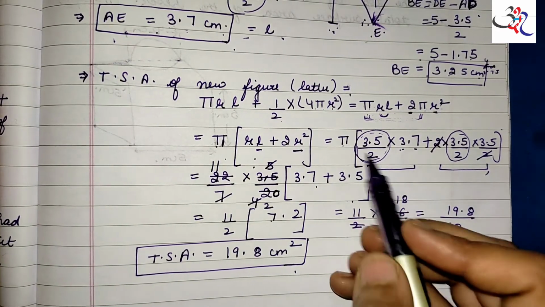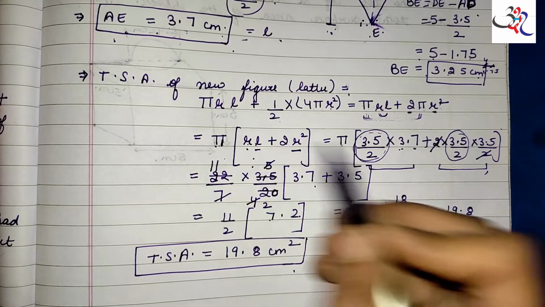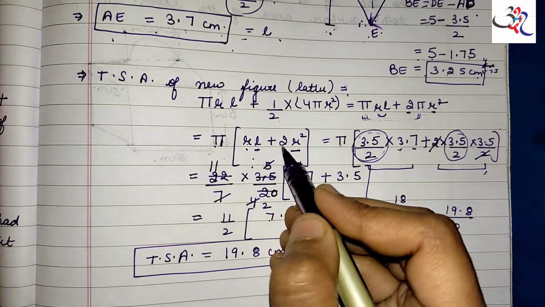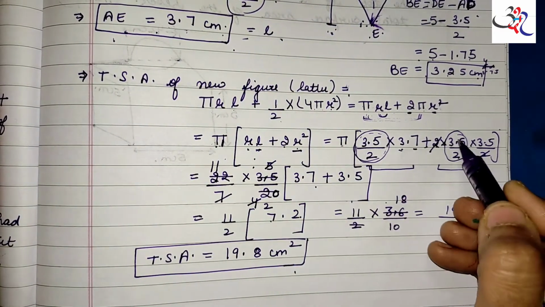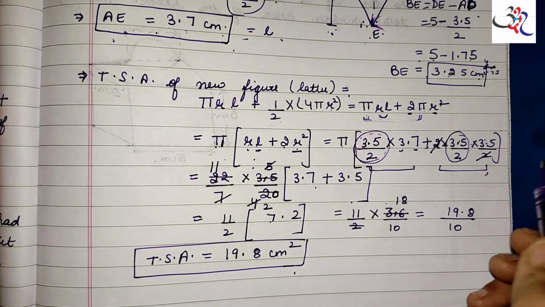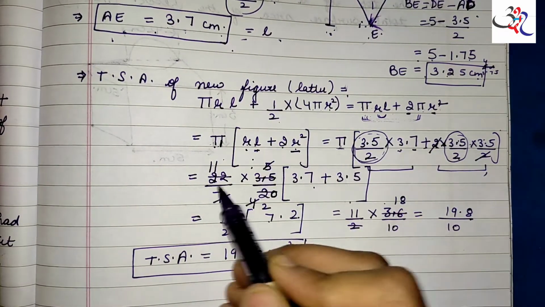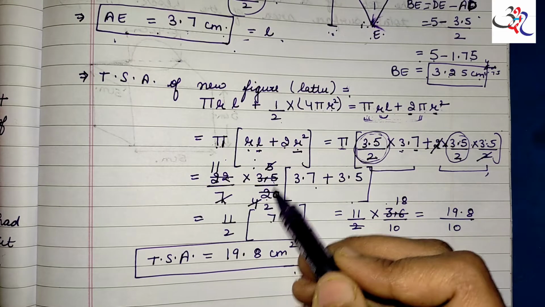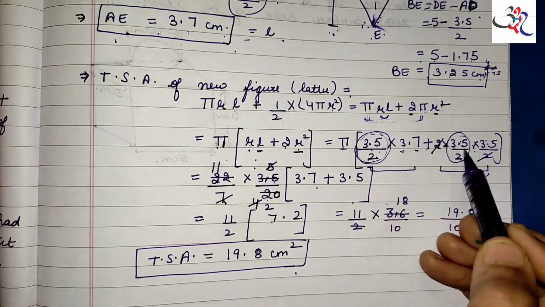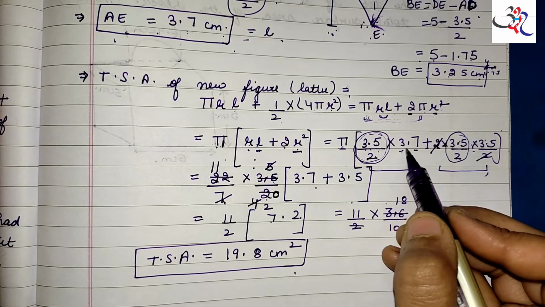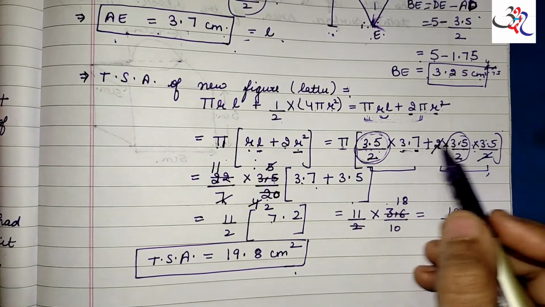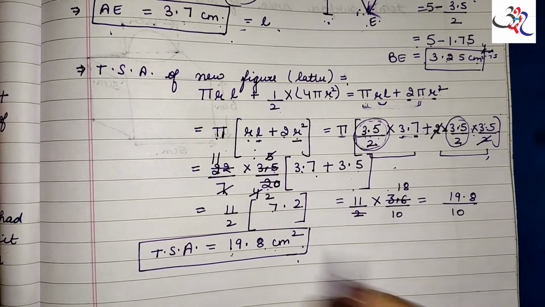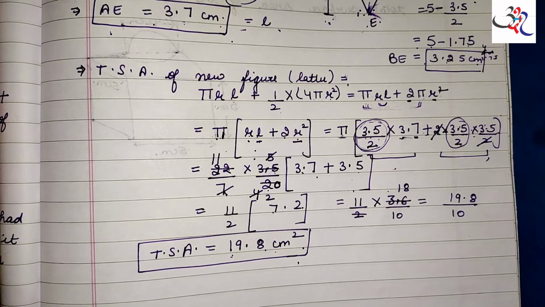So just put the values which are given, that the value of r is 3.5 by 2. L we have found out, this is equal to 3.7 plus 2 into r, that is 3.5 by 2 into 3.5 by 2. So now pi is given to us to take as 22 by 7, and I can take out common 3.5 by 2 from both the terms. So 3.5 by 2 will come out common, and inside that will be left 3.7 plus 3.5. And if you solve this value, then you will get that total surface area is equal to 19.8 centimeter square.